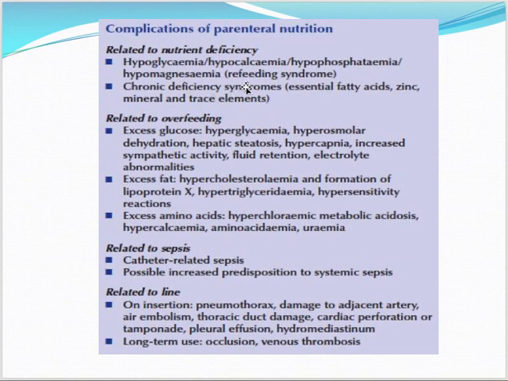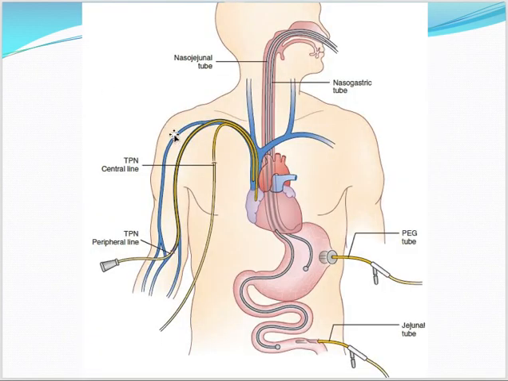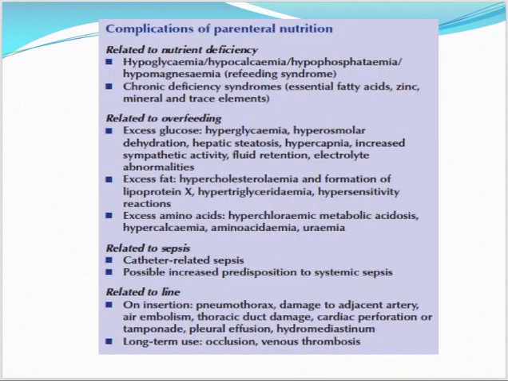Then there could be chronic deficiency syndromes: essential fatty acids, zinc, minerals. Sometimes we can overfeed the patient. So see, hyperglycemia, hyperosmolar dehydration, hepatic steatosis, hypercapnia. See, everything hyper. Hypercholesterolemia, hypertriglyceridemia, hyperchloremic metabolic acidosis, hypercalcemia. So anything can occur. Sepsis can occur at the site of insertion of the catheter, and pneumothorax can occur because the line can cause damage. So these are the complications of parenteral nutrition.